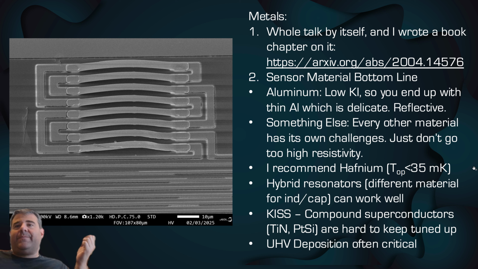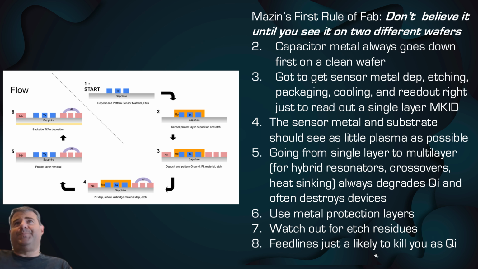If you don't have access to hafnium or don't have a fridge that can get cold enough, there's other materials that you can use, like platinum silicide, that might, or titanium nitride, that may work for you. But you have to think carefully about it. We have had trouble with compound superconductors, so things like titanium nitride and platinum silicide, where there's two components, and even when you have two components, it turns out to be hard to keep them tuned up because the superconducting metals are just really the most critical part of making one of these. UHV depositions are often critical in this, so you need a very clean sputter system with low base pressure.